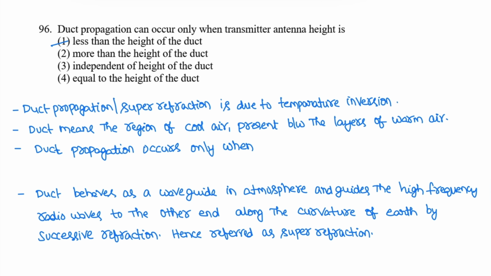So let us see some more points. This duct propagation, also called super refraction, is due to temperature inversion. Duct means the region of cool air present between the layers of warm air. So duct propagation occurs only when the height of the transmitting antenna is less than the height of the duct. So this is the condition. Option 1 is correct. Next, this duct behaves as a waveguide in the atmosphere and guides the high frequency radio waves to the other end along the curvature of the earth by successive refraction. Hence it is also called super refraction.